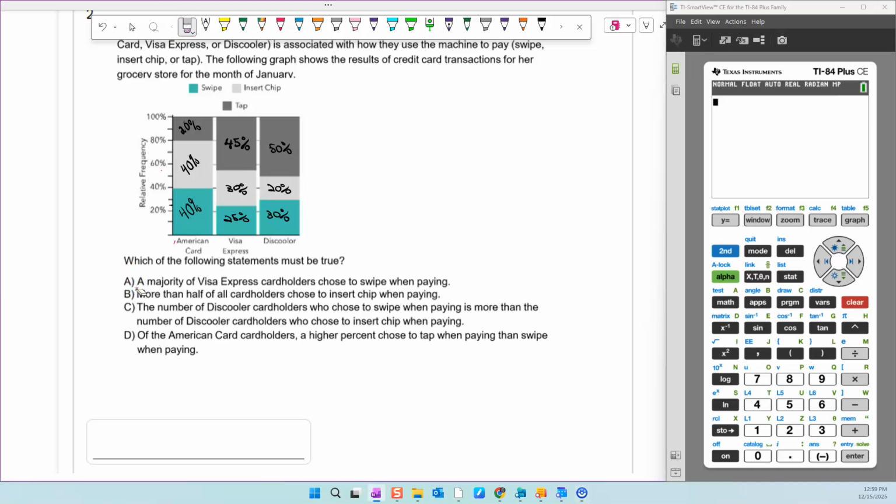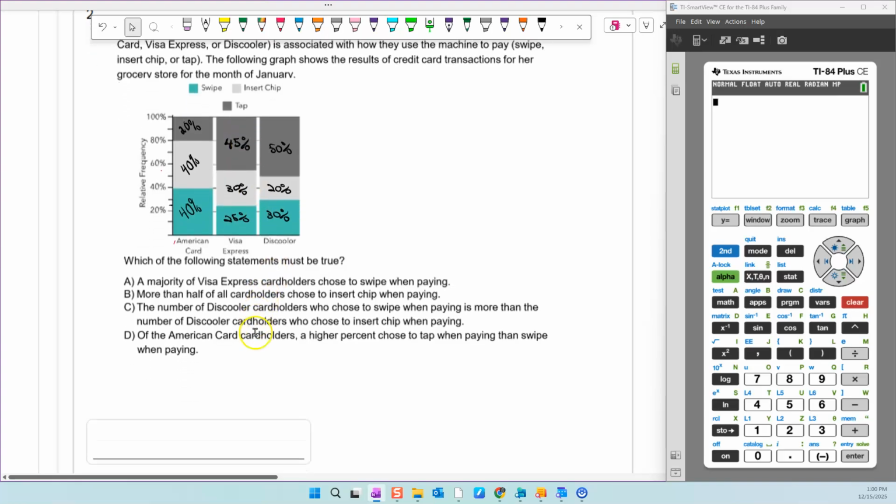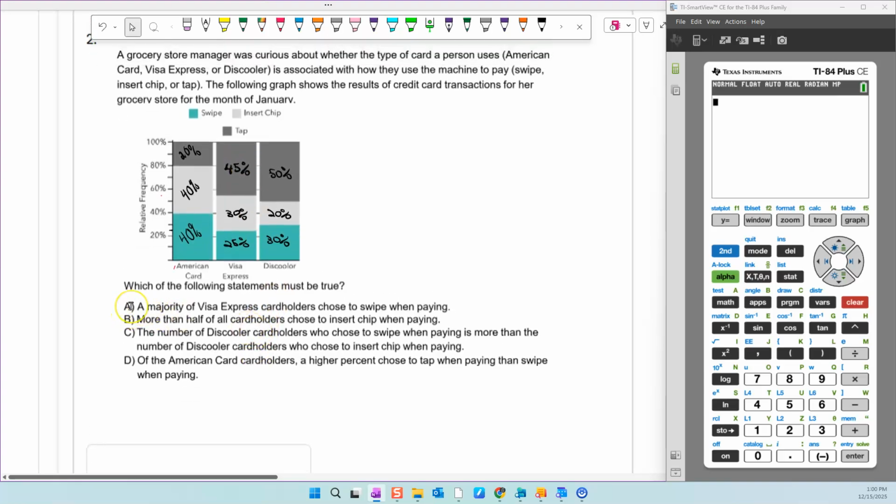All right. So to answer this question with this mosaic plot, I went through and I labeled how big each one of these different segments are so that we can answer these questions. It says a majority of Visa Express cardholders swipe when paying. So if I look at Visa Express, which is this middle one, 25% of this column is swiping. That's not a majority.